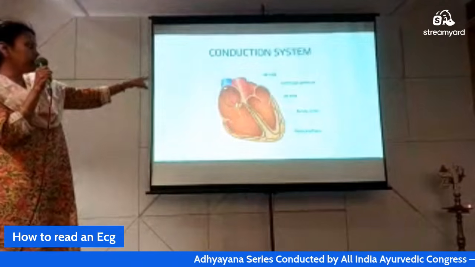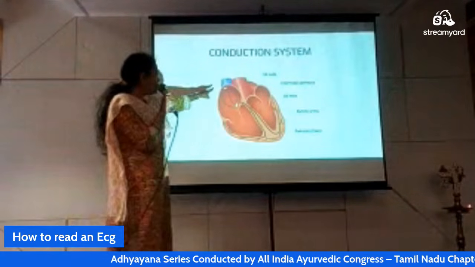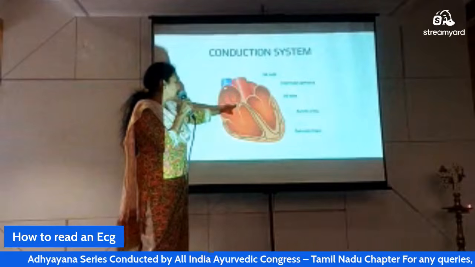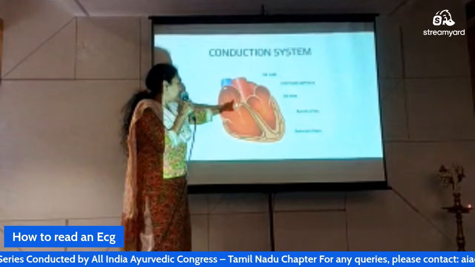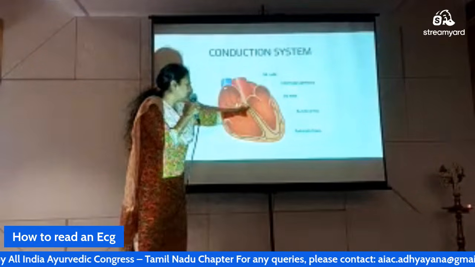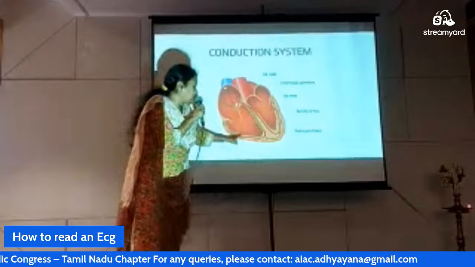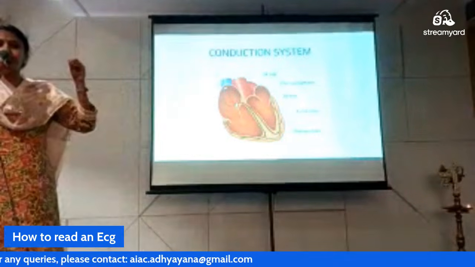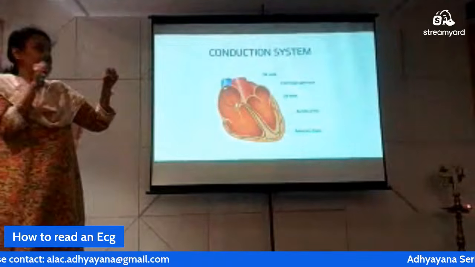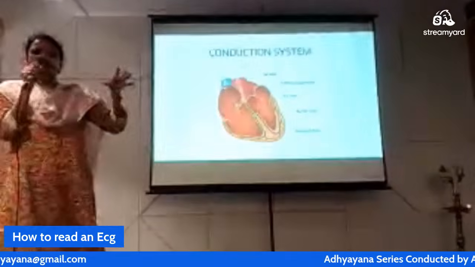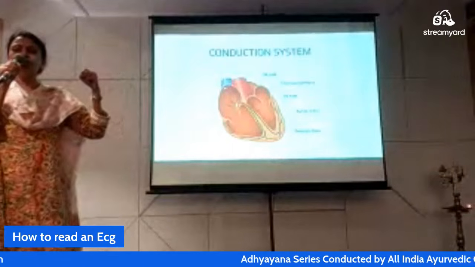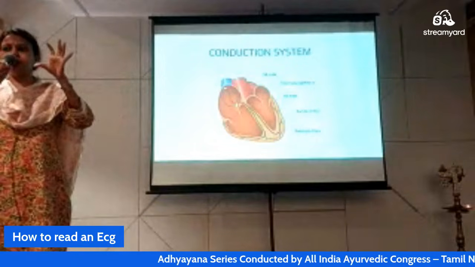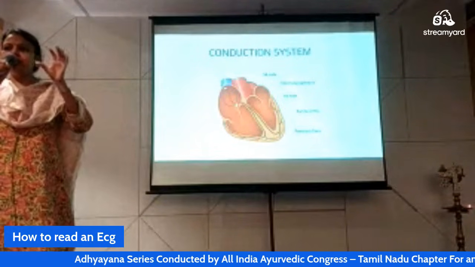This is the pattern. This is the SA node, somewhere in the RA. This is the AV node, somewhere near the interventricular septum. This is the bundle of His, and these are the Purkinje fibers. The impulse, meaning a current, is generated from the SA node and passes through. When it comes to the Purkinje fibers, the electric current passes through all the muscular portion of the heart, so the heart will contract. This is what is happening.